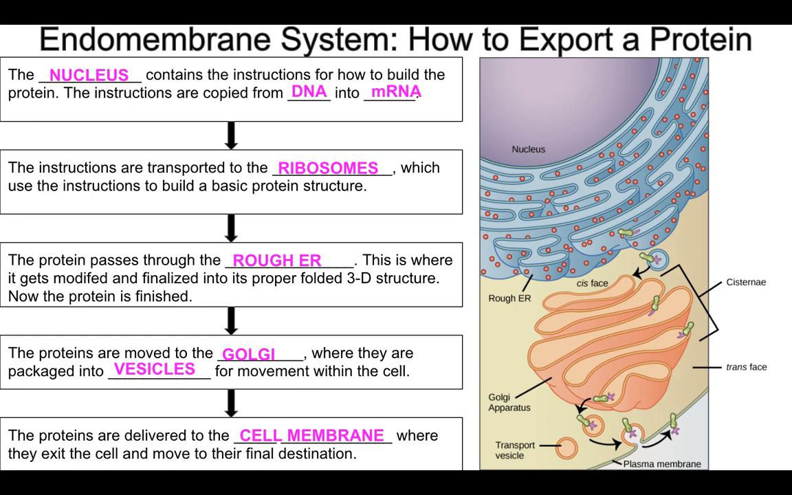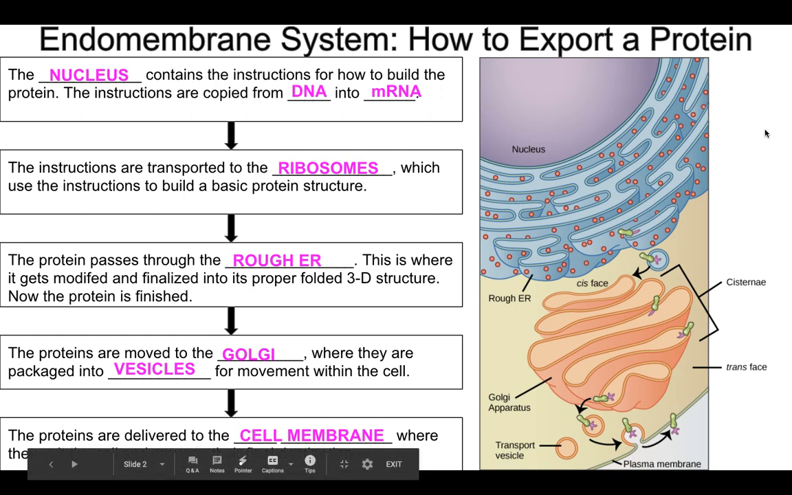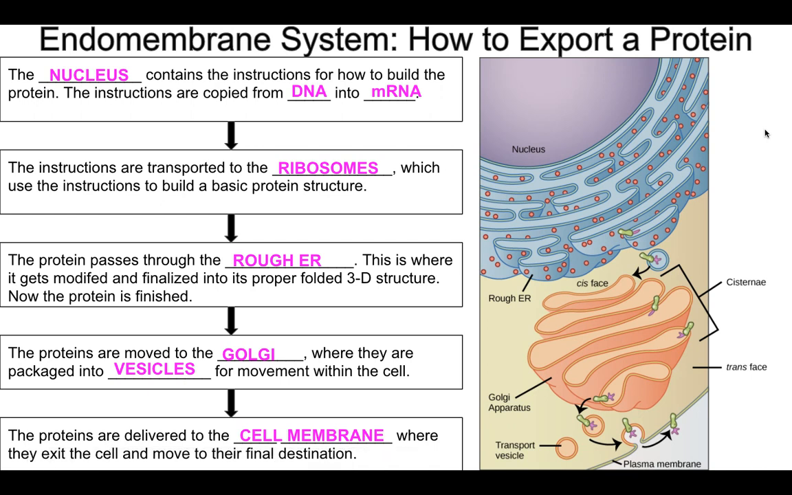So let's just review this all together. Okay, now we're on the same page. Looking at the endomembrane system, it is a group of organelles that work together doing different jobs to accomplish one overall goal: creating and exporting a protein product. So first, we start in the nucleus. Step one, in the nucleus, the DNA is going to be copied. So we get a copy of the gene, and the gene is going to contain the instructions for how to build our protein.